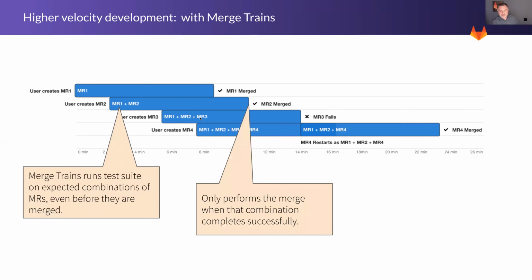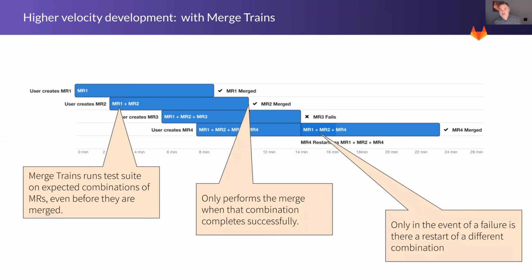Now, it only performs the merge when that combination completes successfully. That's great. What happens if one of them fails? So in this case, MR3 failed. And what GitLab will do, because it's smart, is it will start over MR1 plus MR2 plus MR4. So assuming that your test suite is thorough, we are actually able to merge MR4. MR3 did not merge because there was a problem with it. So the developer of MR3 has to go back and fix their code, but the developers of MR1, MR2, and MR4 are all done. And all done even with a failure much more quickly than the equivalent process without the merge train.